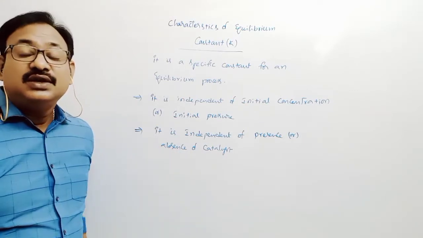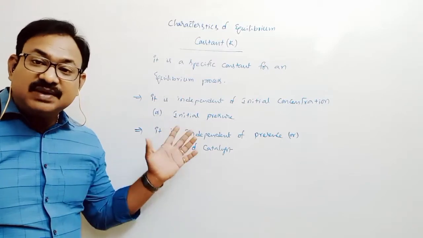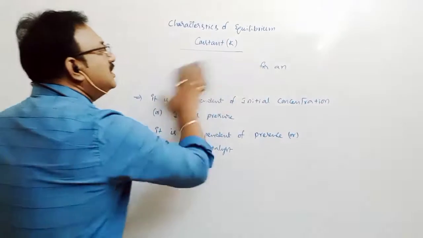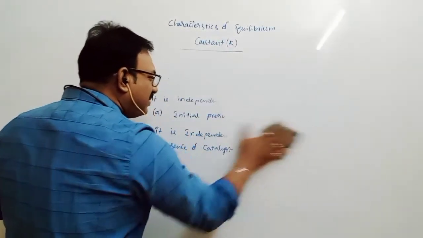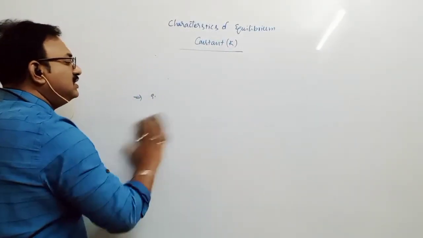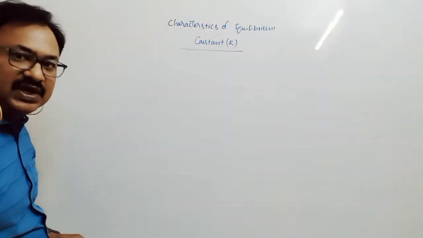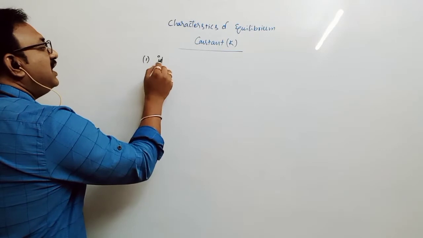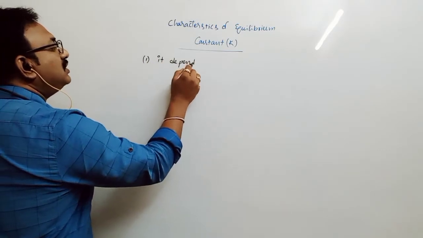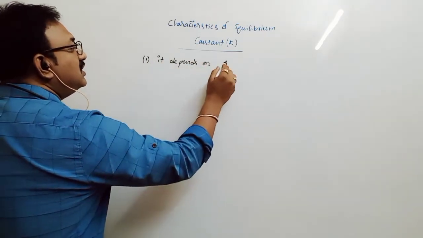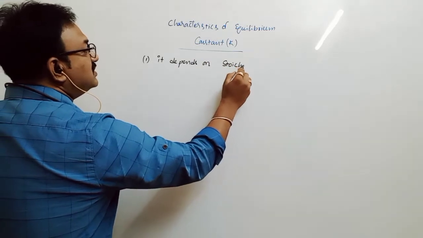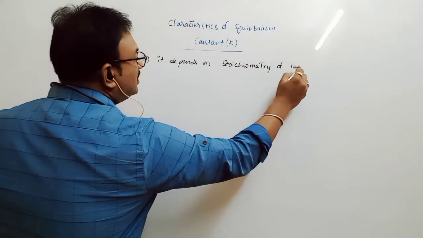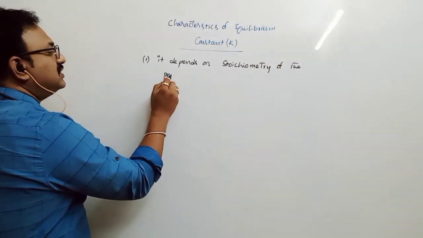Okay. Then on which factors does it depend? Let me go through that point. So the equilibrium constant depends on what factors? Listen. It's my first step. See, it depends on the stoichiometry of the process.